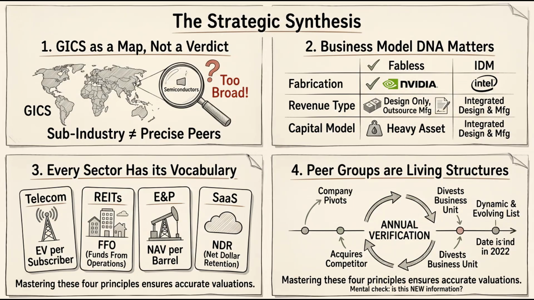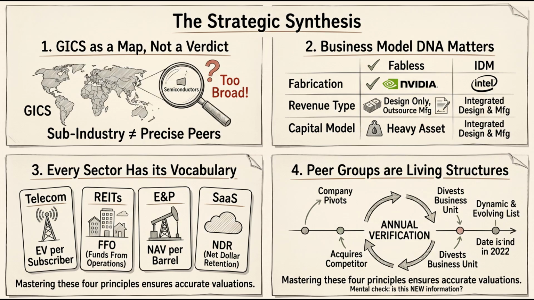To synthesize our lesson today, remember these 4 principles. First, GICS is a map, not a verdict. The lowest level is still too broad. Second, business model similarity matters more than product similarity. Third, every sector has its own unique vocabulary of value, whether that is FFO for REITs or NDR for SaaS.